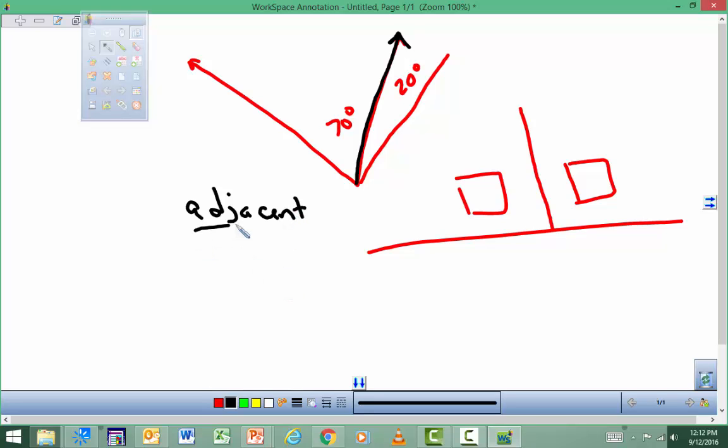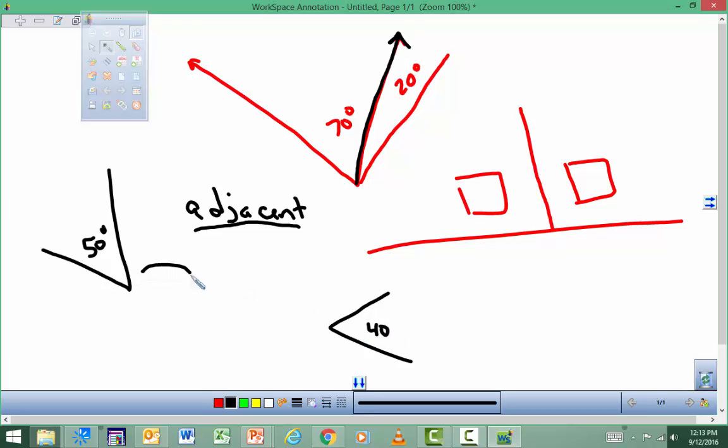Okay? And you can almost guess what non-adjacent would be. They're not together. So maybe you might have an angle here that's 50 degrees, and you might have an angle over here that's 40 degrees. Well, these two angles we would say are complementary. Complementary, it's with an E here. Complementary, okay, so they're complementary angles because the two of them add up to be 90 degrees, right?